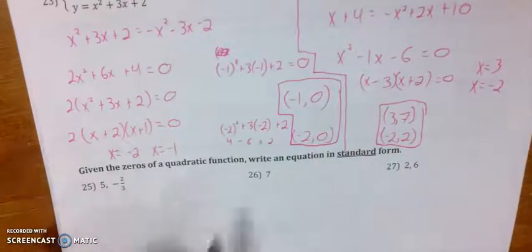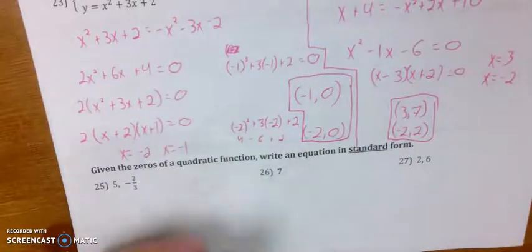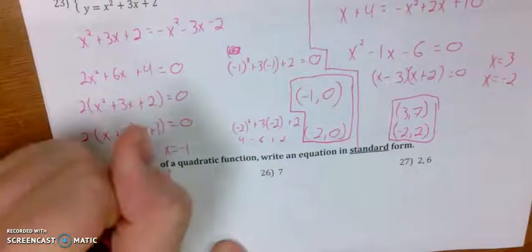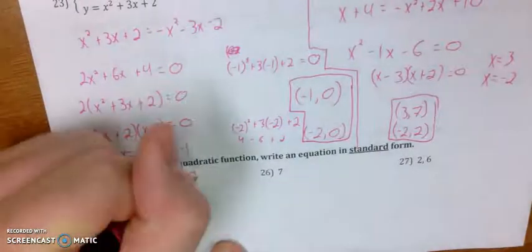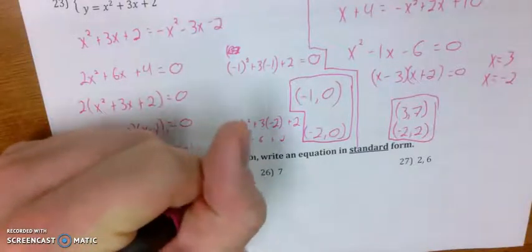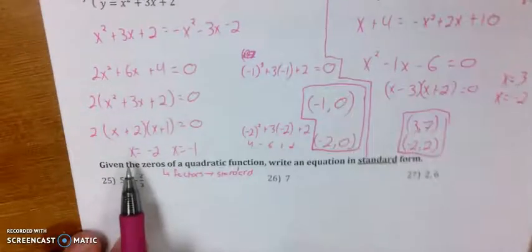All right, next problems. We are given the zeros. We want to write an equation in standard form. So we need to take an in-between step here. We're going to take the zeros to then write the factors, and then once we have the factors, we'll go to standard form. So use the zeros to get the factors and then go into standard form.